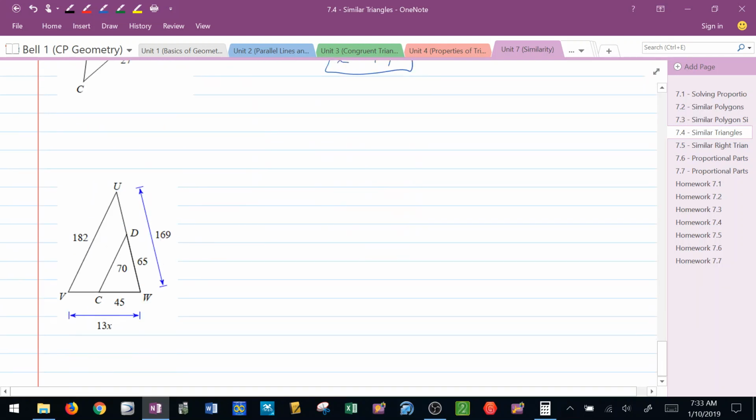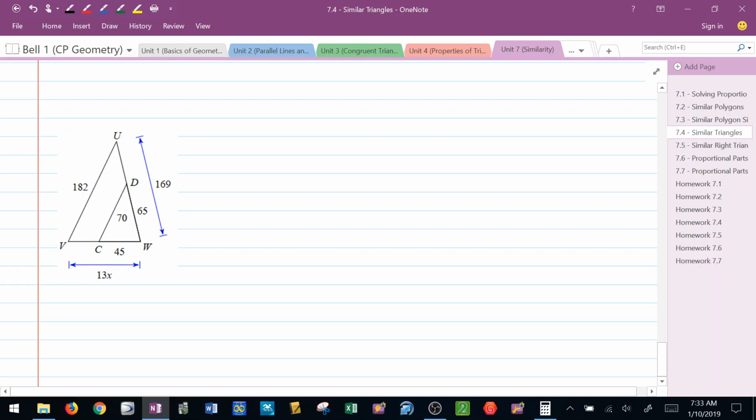All right. Let's take a look at one last problem here. Hopefully these have helped you. I would encourage you to keep these open and kind of refer back to them when you're doing the homework number 7-4. All right. So let's take a look here.